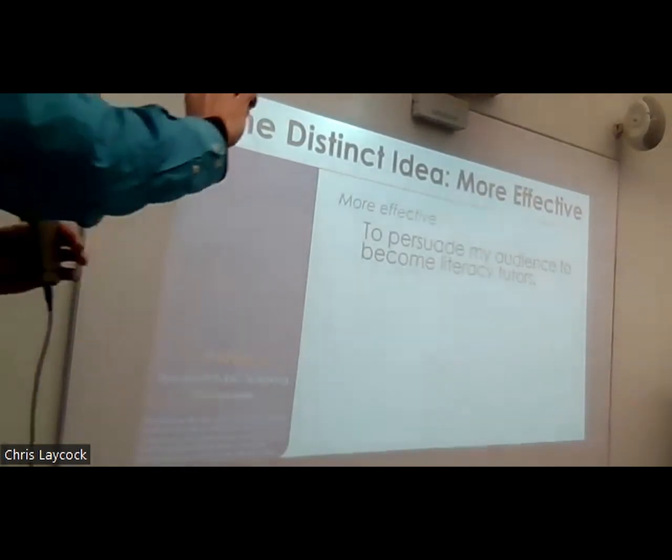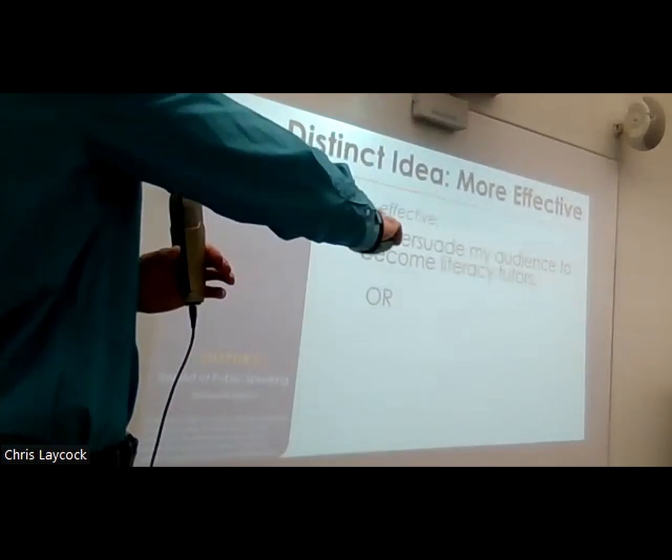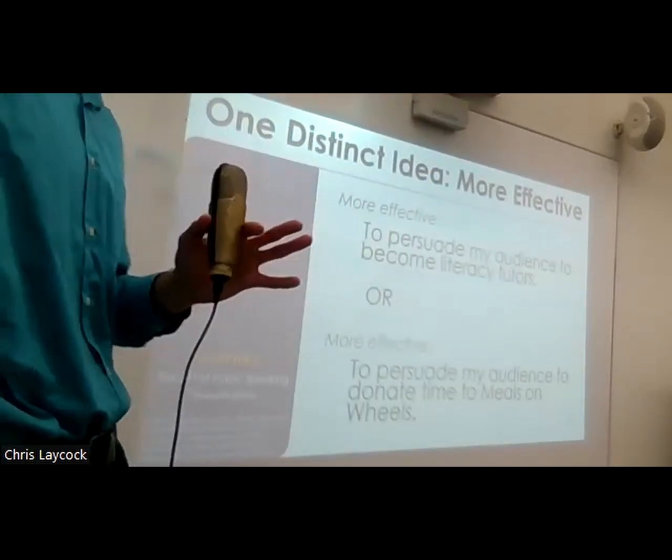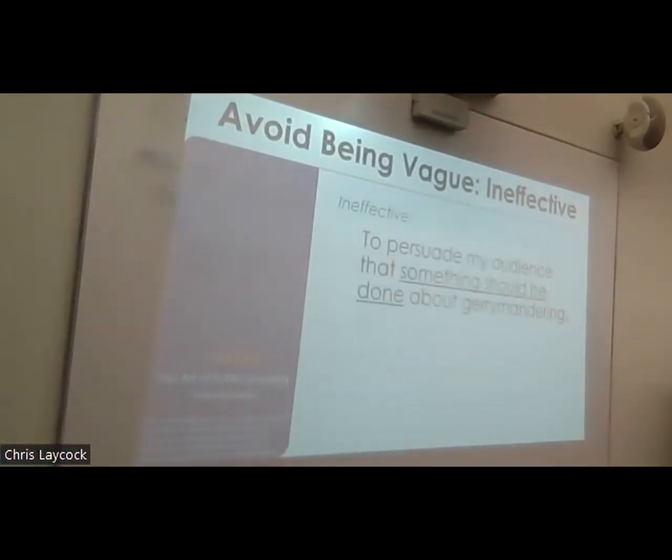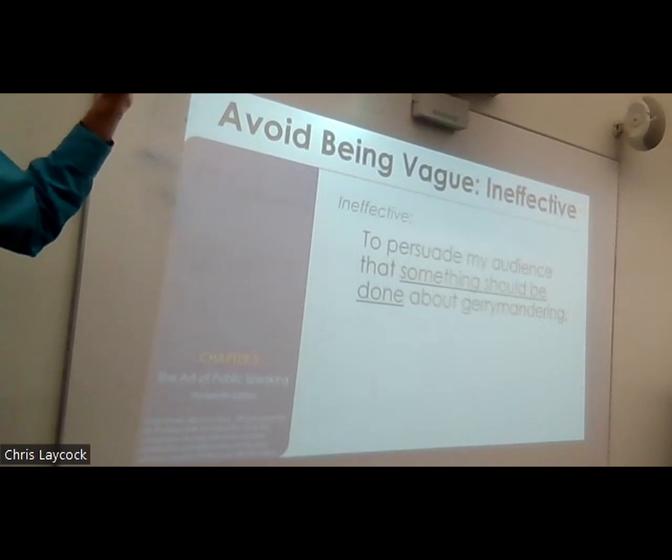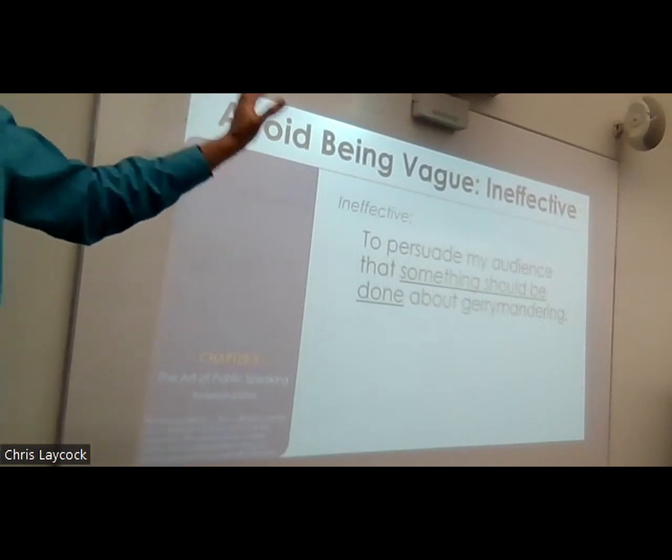More effective. So literacy tutors or a Meals on Wheels donation. Being vague: something should be done about gerrymandering. Do y'all know what gerrymandering is? Not really. It's when they take a political district and divide it so that it's obviously going to be swayed in a certain direction.